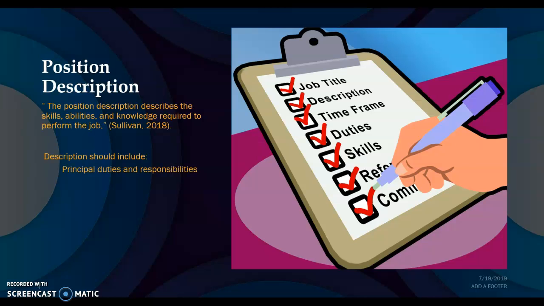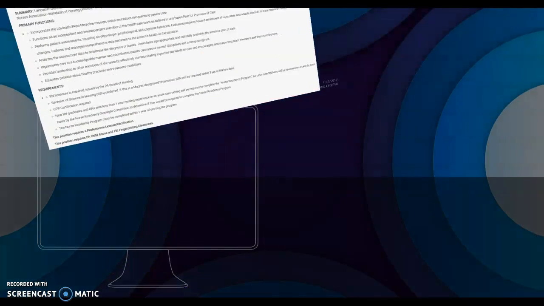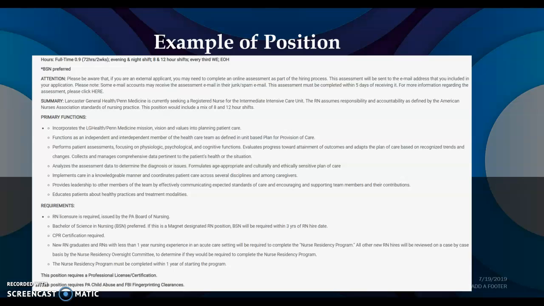So, position description. The position description describes the skills, abilities, and knowledge required to perform the job. Description should include principal duties and responsibilities, required tasks, and qualifications. So here I provided an example of a nursing position available currently at Lancaster General Hospital.